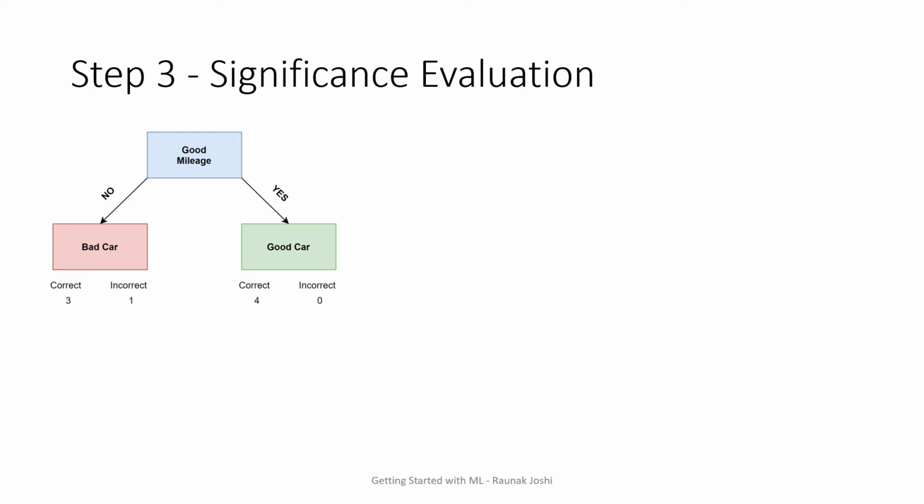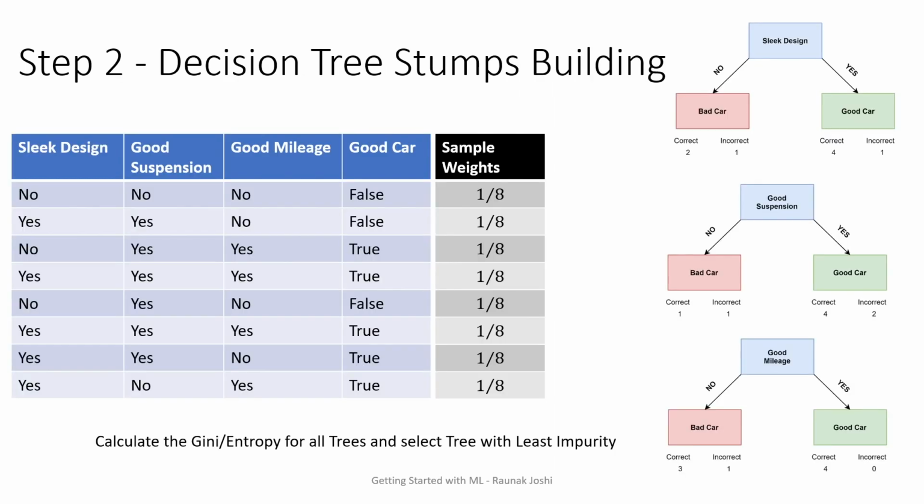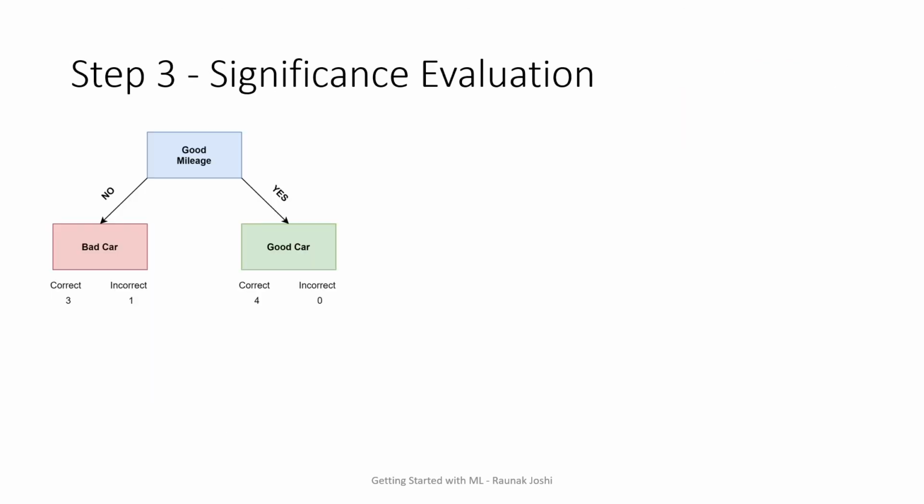Now we come to step 3. Let us assume that there were 3 features: sleek design, good suspension and good mileage. Let us assume that the Gini index that I wanted to find, the least impure, is the good mileage. So I'm going to select this one for our step 3, that is significance evaluation.